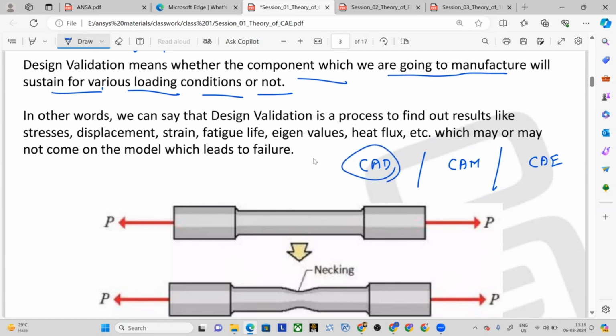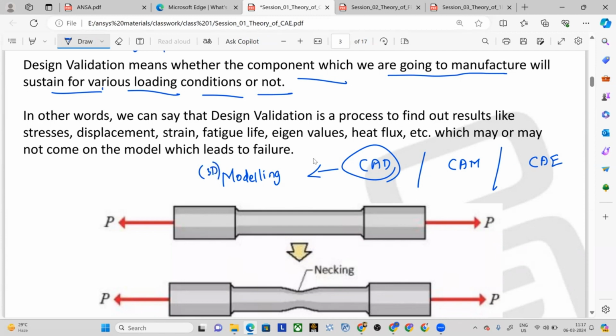So basically CAD means computer aided design, but in the name it is actually design, but this is actually called modeling. Modeling means whatever physical component which you are going to manufacture or design, you are going to produce the same thing using the software, which means you are going to draw using 3D modeling templates and the tools available in the software.